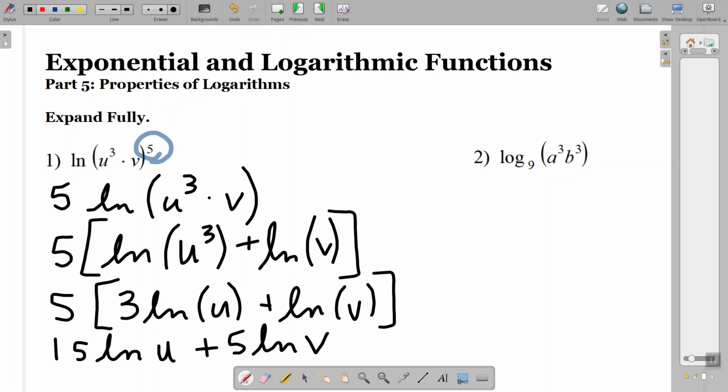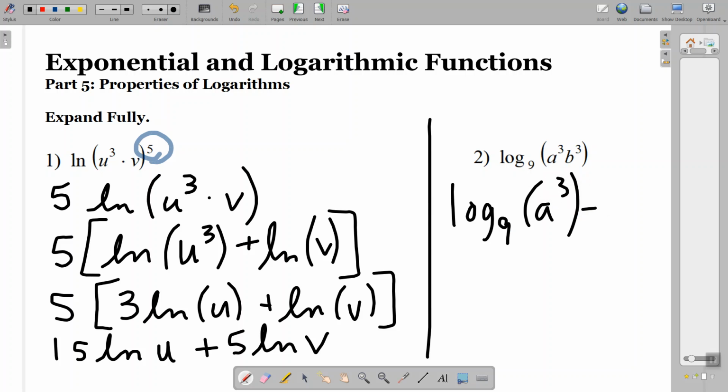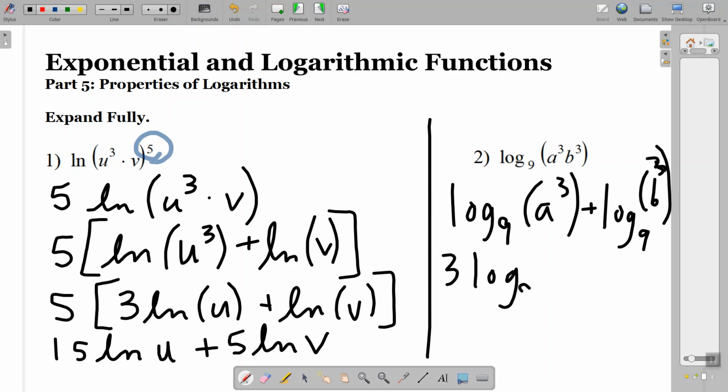Okay, next one. Okay, all right, I see a multiplication, so I'm going to do log base 9 of a to the third plus log base 9, b to the third. Sorry about that, really bad handwriting there. All right, both of those contain powers, so 3 log base 9 of a plus 3 log base 9 of b. That is messy, I apologize, but you kind of got the point there.